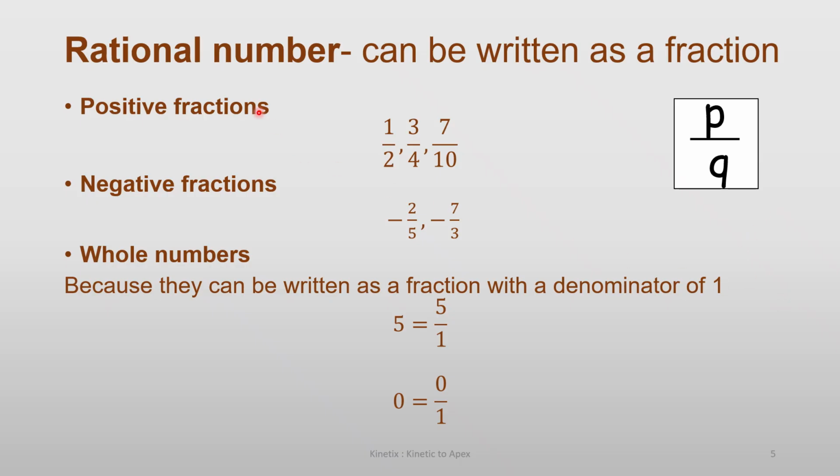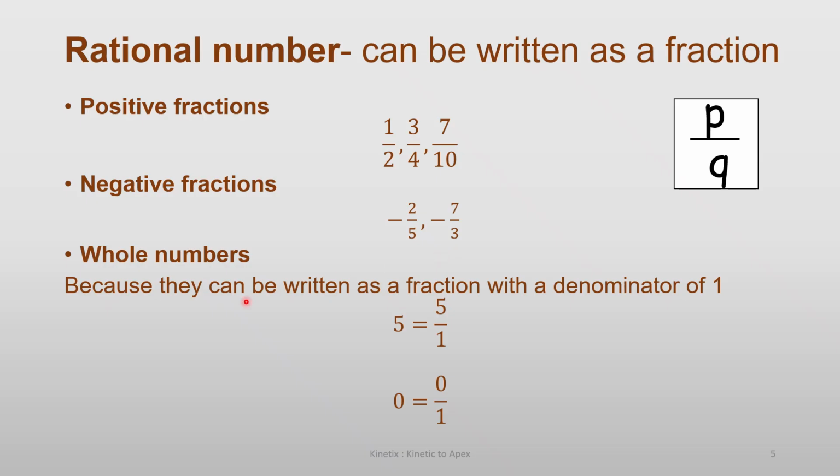Rational numbers can be represented in the form of positive fractions like 1 by 2. 1 by 2 means 0.5. 3 by 4, that is 0.75. 7 by 10, that is 0.7. So these are the positive fractions. It can also be represented in the form of negative fractions, that is minus 2 by 5, minus 7 by 3. These are the negative p by q format.